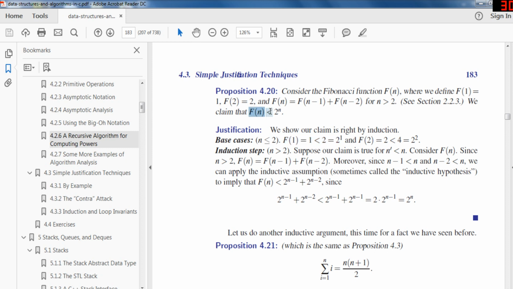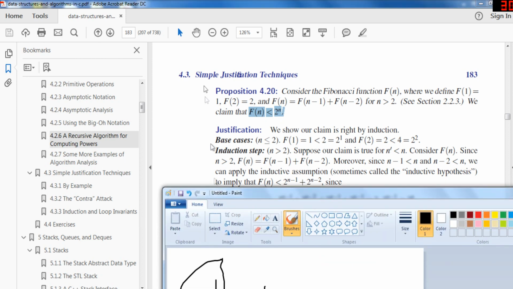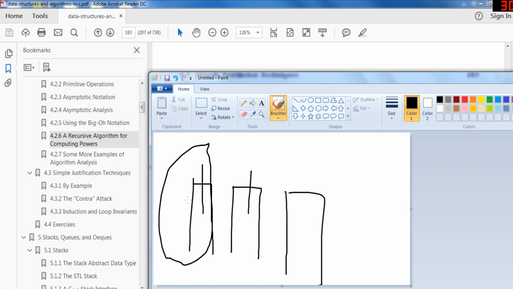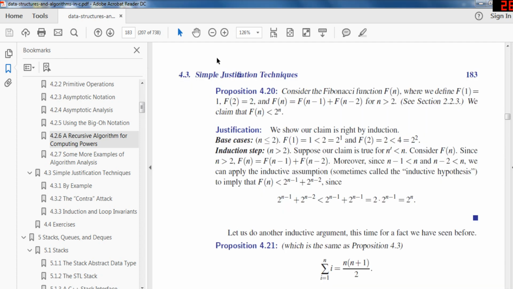Okay? So they're trying to prove that f of n is less than 2 to the n, right? In order to do that, we first have to prove the first domino is true. So the first case, f of 1, has to be true. 1 is less than 2 to the n, right? Because when you plug in 1 for 2 to the n, you get 2, and 1 is less than 2, which is why f of 1 is less than 2 to the n for this part.